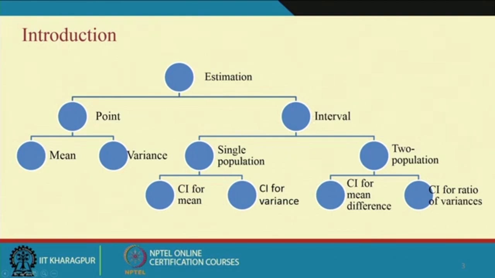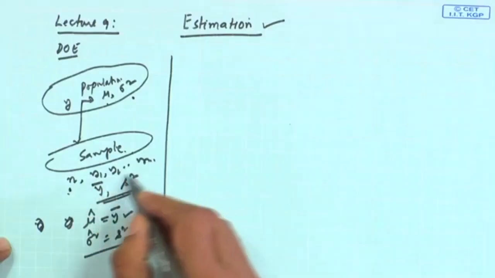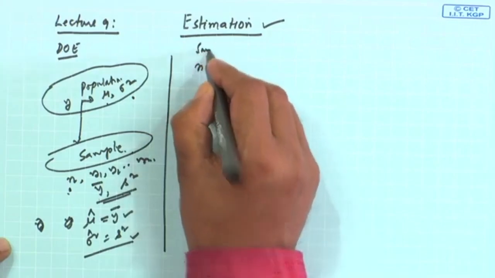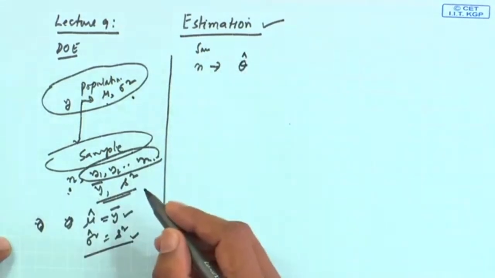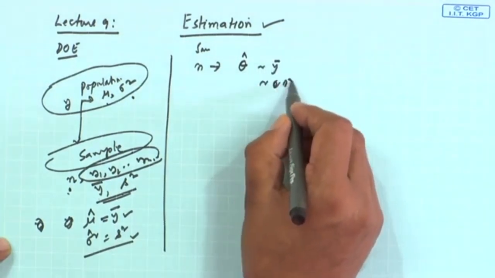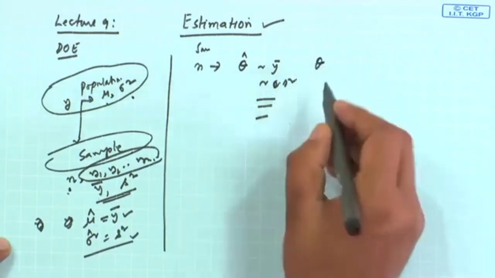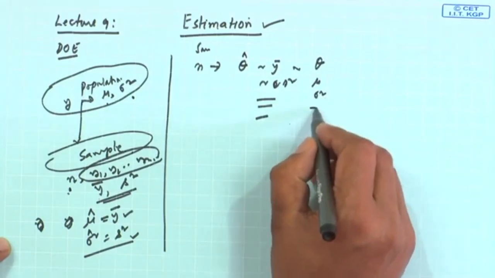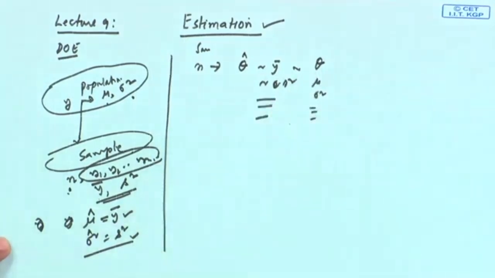An interval estimation can be for a single population or for two populations. In this lecture, we will be discussing confidence interval for mean and confidence interval for variance for single and double populations. For the single population, you know that you have n number of sample data, y1 to yn, and then you calculate a statistic theta cap. This can be y bar, can be s square, or something else, and the corresponding population parameter, suppose theta, can be mu, can be sigma square, or others for which the statistic is computed. This is a point, one value you get.